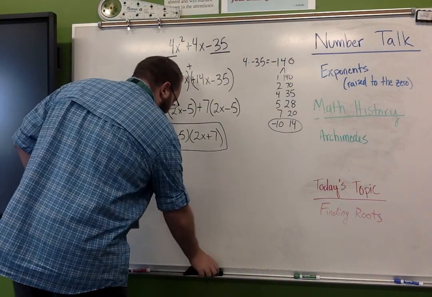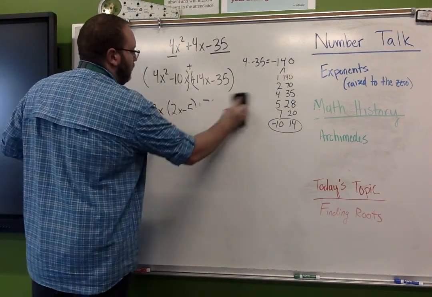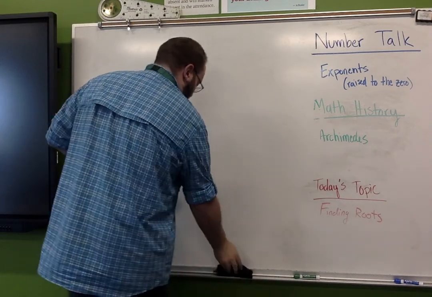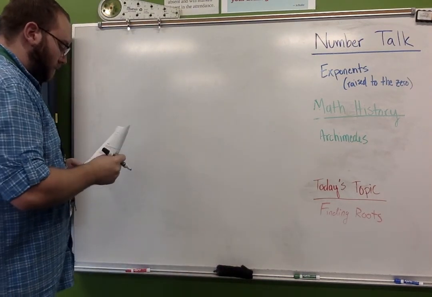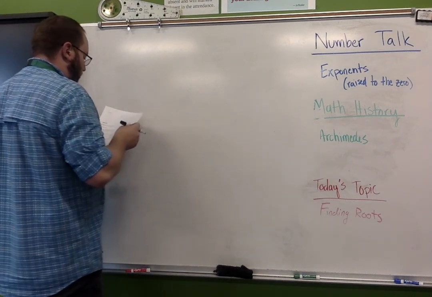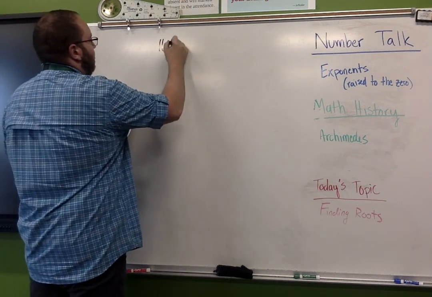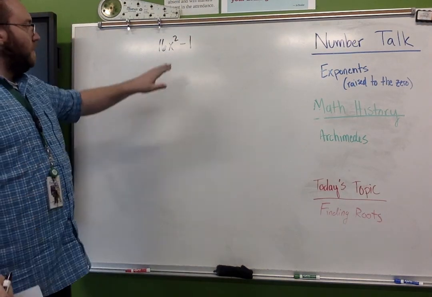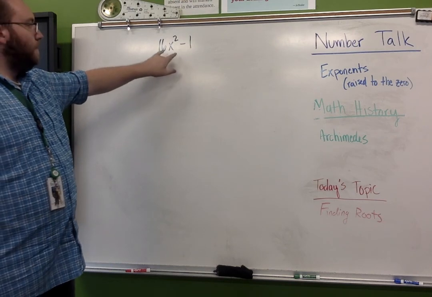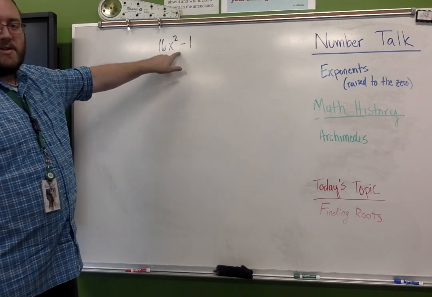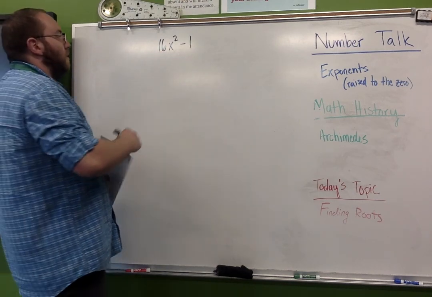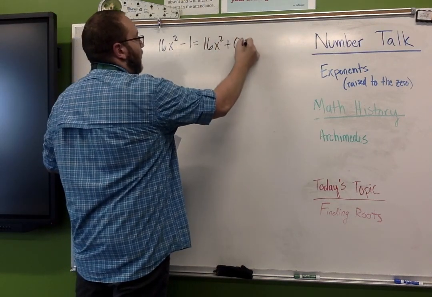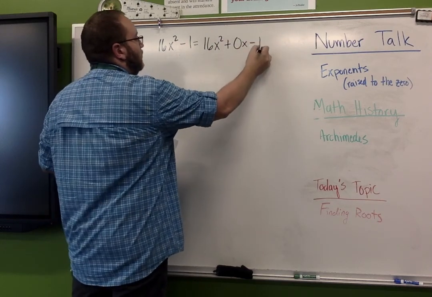Okay. Let's do the next one. 16x squared minus 1. Now notice here that there isn't a middle term. There's not just an x. Okay? So if you want, write a placeholder. 16x squared plus 0x, right? There's no x's, minus 1.